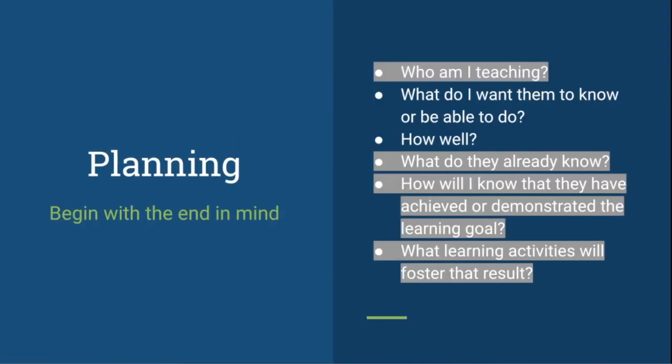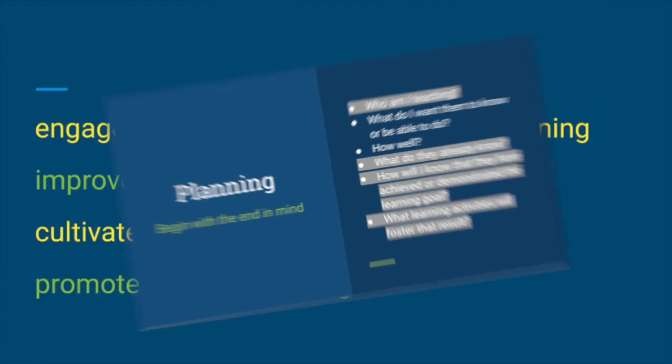As you plan your lessons for the CalTPA, ask yourself these questions as you begin with the end, your learning goal in mind. Who am I teaching? What do I want them to know or be able to do? How well? What do they already know? How will I know that they have achieved or demonstrated the learning goal? All of the highlighted questions can be answered using tech tools.